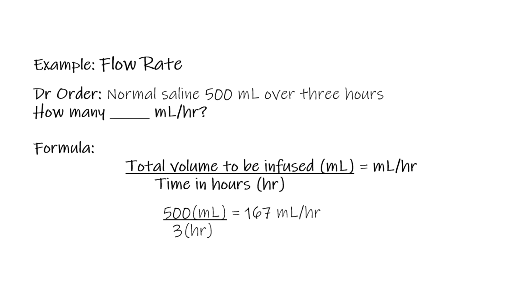First is the flow rate. The order is to give 500 milliliters over 3 hours. How many milliliters per hour is that? So you just look at the volume and then you plug in your values. So the total volume to be infused is 500 milliliters and the time is over 3 hours. That equals 167 milliliters per hour that you'll program the pump at.